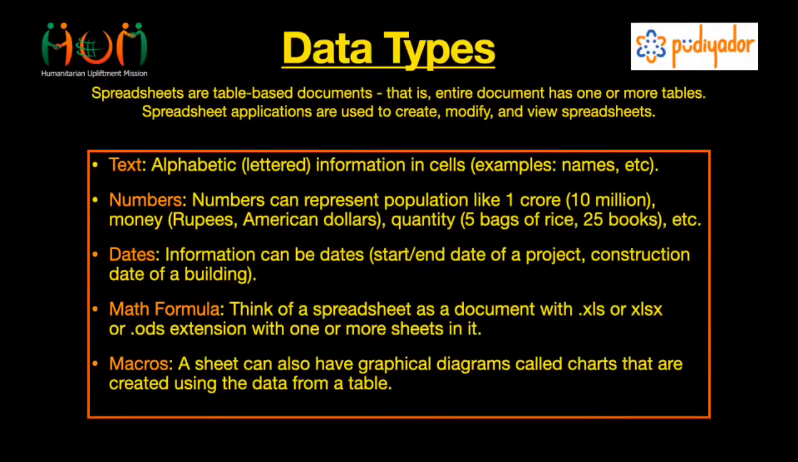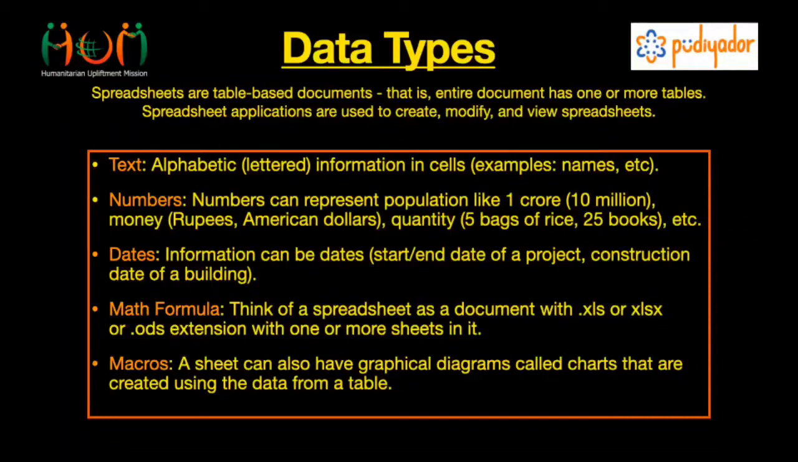And then you can use quantity. For example, if you're representing different grocery items, things that you buy in a provision store. It could be rice, it could be sugar. You can represent quantity like 5 bags of rice, 25 bags of sugar. Then the other data types which are useful if you are doing a project inside a spreadsheet. Projects will have start dates, end dates, and other dates in between. So you can have dates as a data type.